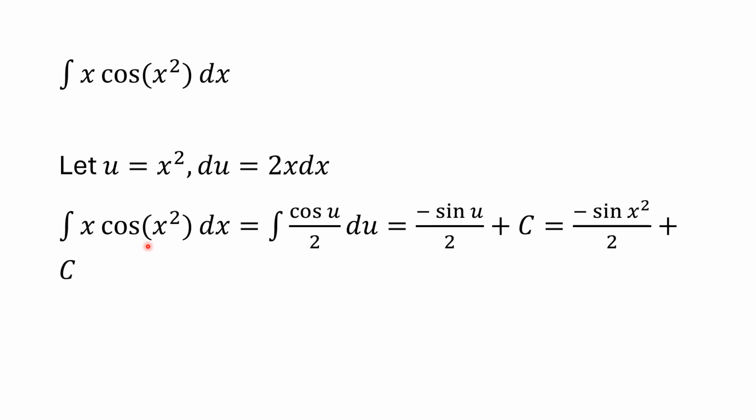So the integral of x cosine x squared dx equals the integral of cosine u over 2 du. Well, the integral of the cosine is the sine, so this becomes sine u over 2 plus c, which is sine x squared over 2 plus c. To make it clear, this exponent goes with the x, not with the sine.